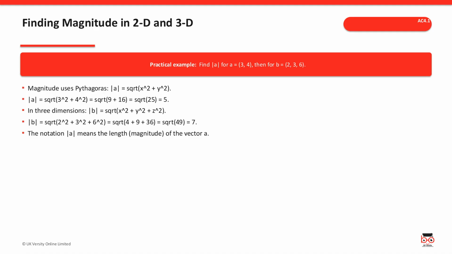The magnitude of a vector is just its length, and Pythagoras gives it to us. For a 2-dimensional vector, a equals (3, 4), the magnitude is the square root of 3 squared plus 4 squared, which is the square root of 9 plus 16, the square root of 25, a tidy 5. In 3 dimensions, we extend the same idea. For b equals (2, 3, 6), the magnitude is the square root of 4 plus 9 plus 36, the square root of 49, which is 7. Those vertical bars around a simply mean its length.